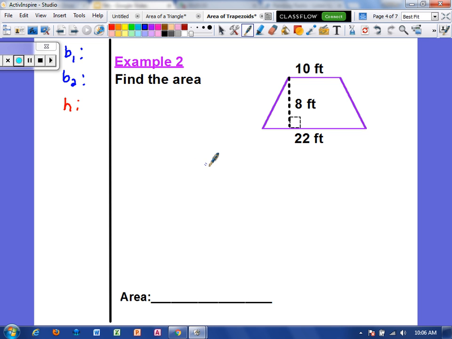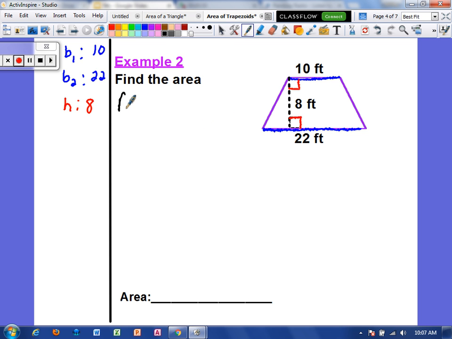Alright, so for the bases, we're looking for those two lines that run parallel. So as we can see here, the bottom and the top run parallel to each other. So I'm going to say base 1 is 10 and base 2 is 22. The height, that's going to be perpendicular to those bases. So we can see that this line right here forms a right angle with the bottom and a right angle with the top. So it would be 8.